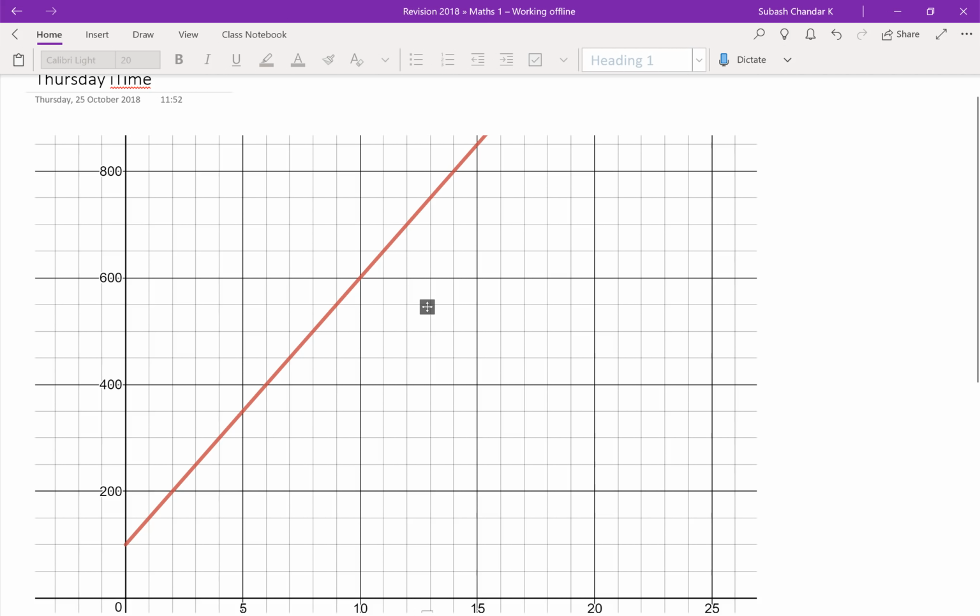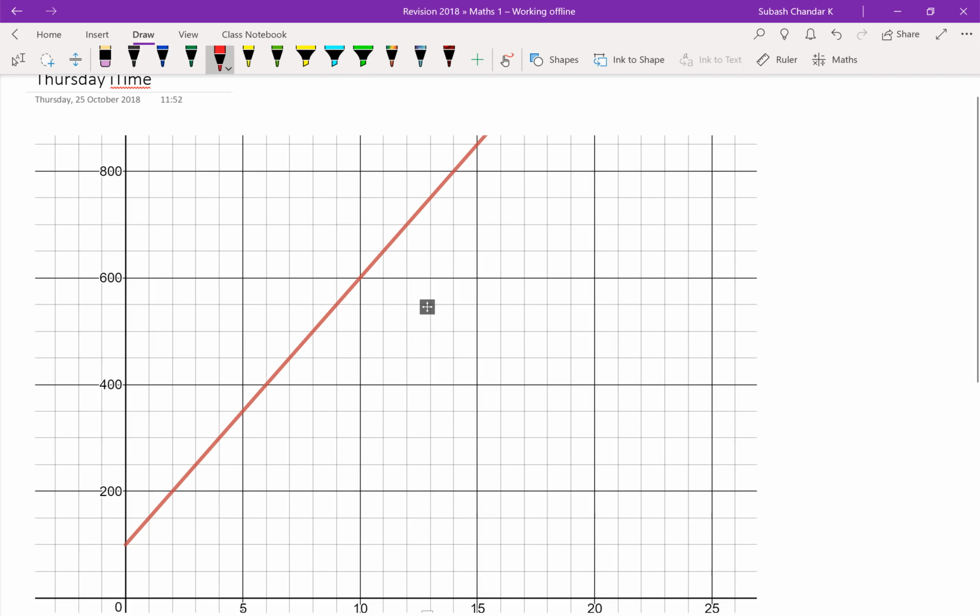A couple of things to note is this. When we're talking about a straight line, you've got y equals mx plus c. One really good thing to note is this value right here, where the line cuts the y-axis. It's the c value, also known as the y-intercept. So straight away you can pick it up. You can see that this number here is 100. So I can rewrite this as y equals mx plus 100.